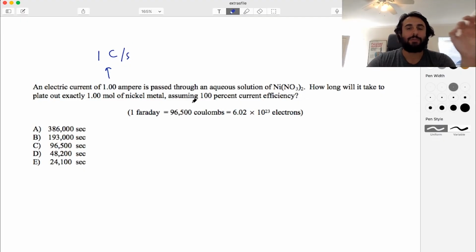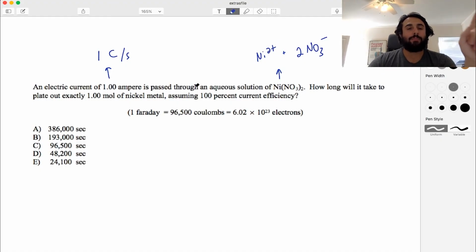And then we need Faraday's constant. Faraday is telling us that it's 96,500 coulombs per mole of electrons. And so we want 1 mole of nickel metal. Now we have to look at the charge of the ions. So with nickel nitrate, this is actually Ni2+ and 2 nitrates, right? The nitrate is -1. So we do have to know the charges on these ions. Nitrate is minus, and there's 2 of them, and so nickel is 2 plus.